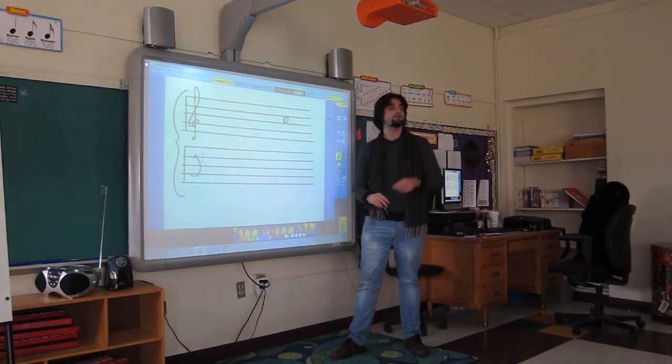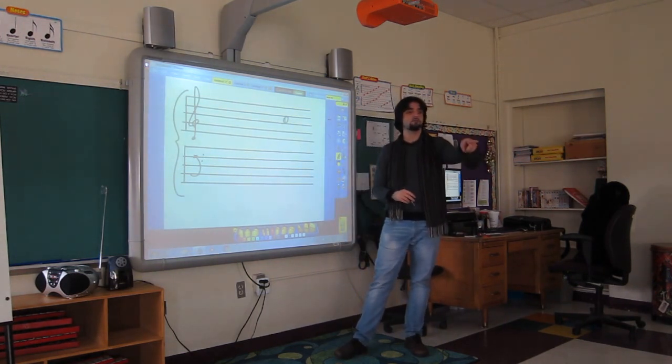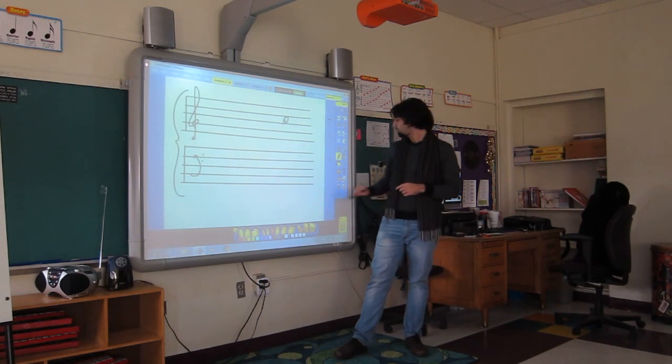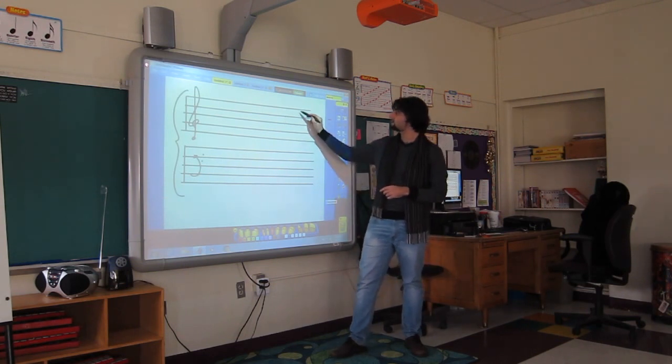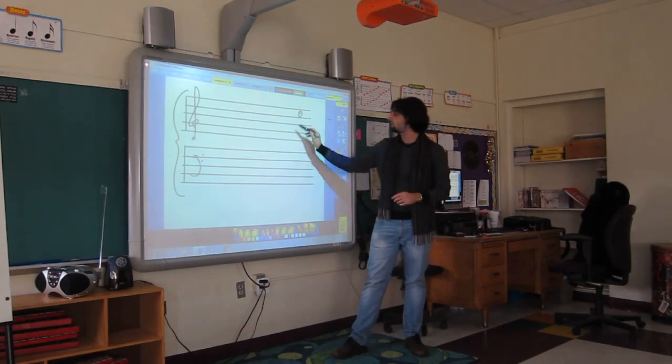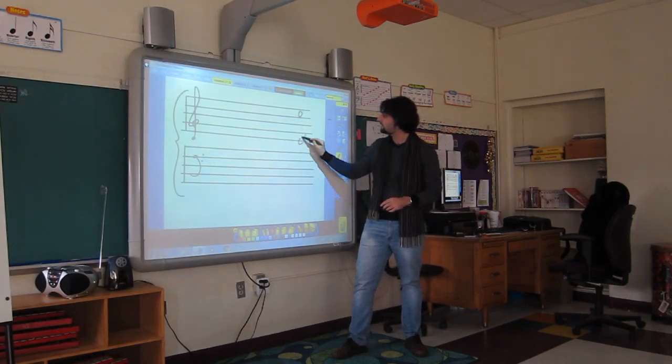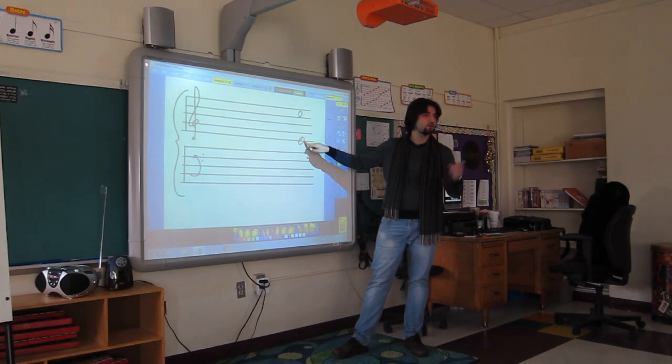How about this one? Go. C. Perfect. And go. E. Good. So what's the difference between this note and this note? What is the name of this note? Go. What's the name of this note? Go. What's the name of this note?